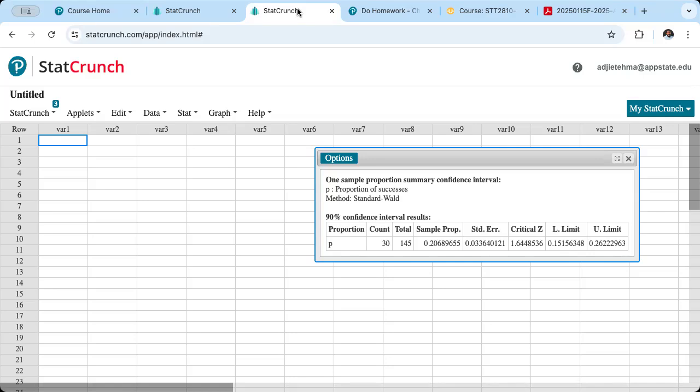So we are told that a scientist wants to. So now here, what is our Z? We can see from here, our Z is 1.6448. Now we are told that we need the margin of error. The scientist wants to cut the margin of error in half. First and foremost, what is the margin of error? Margin of error is equal to what? Z times the standard error of p hat, isn't it?